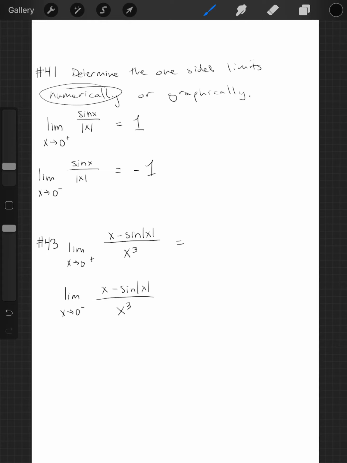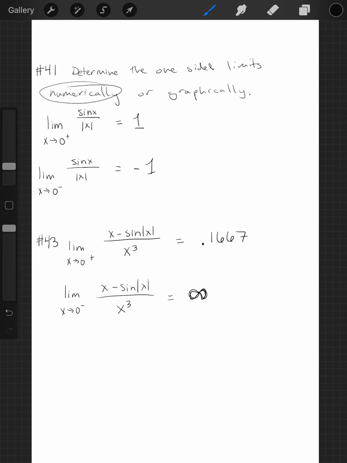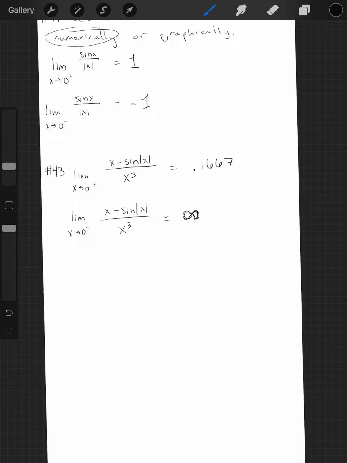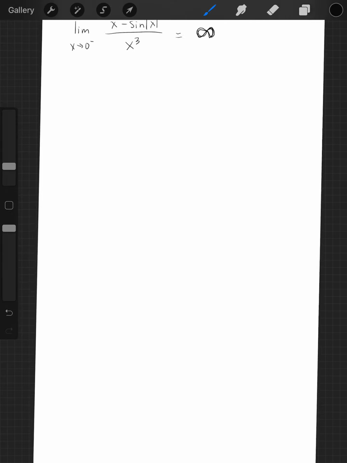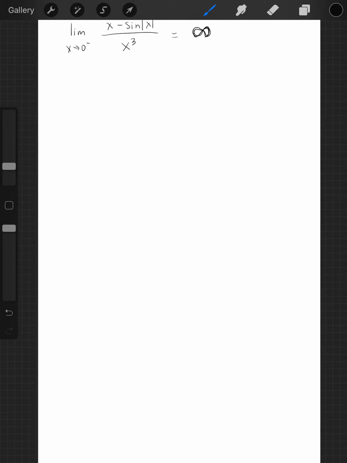So that means that to the right, we're going to 0.1667, it really looked like. And to the left, we're going up to positive infinity. Right. Let's see.